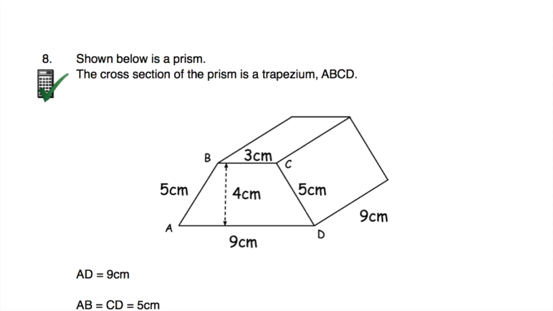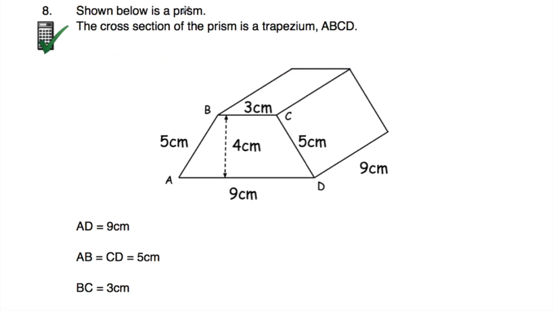Okay, let's look at our next question, question number 8. Question number 8 says, shown below is a prism, and we're told the cross-section of the prism is a trapezium ABCD. And we've got some measurements there. AB is equal to 5, BC is equal to 3, CD is equal to 5 centimeters, AD is equal to 9 centimeters. The perpendicular height of the trapezium, so the distance between the two parallel sides of the trapezium, is equal to 4 centimeters, and the length or the depth of the prism is equal to 9 centimeters.